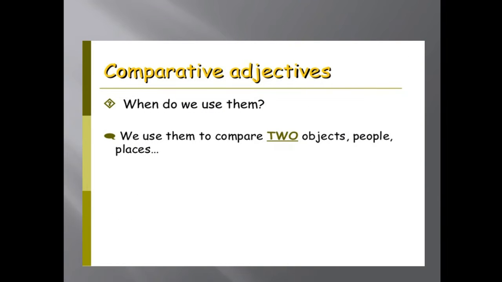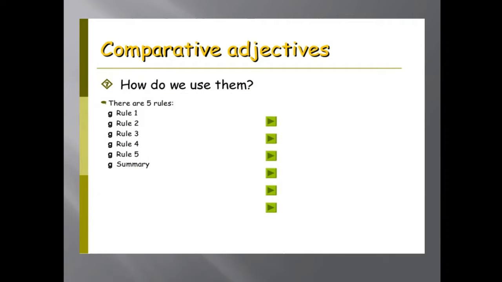Comparative adjectives, when do we use them? We use them to compare two objects, two people, two places. Comparative adjectives, how do we use them? The structure of them. There are 5 rules. Let's start. Rule number 1.